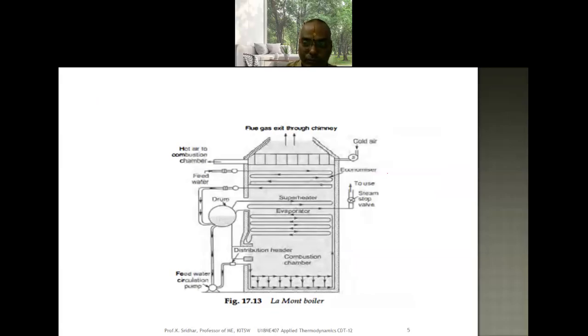And let us go to the schematic diagram of the Lamont boiler. Here you can see most of the accessories, that is the superheater, and here we are using the evaporator.